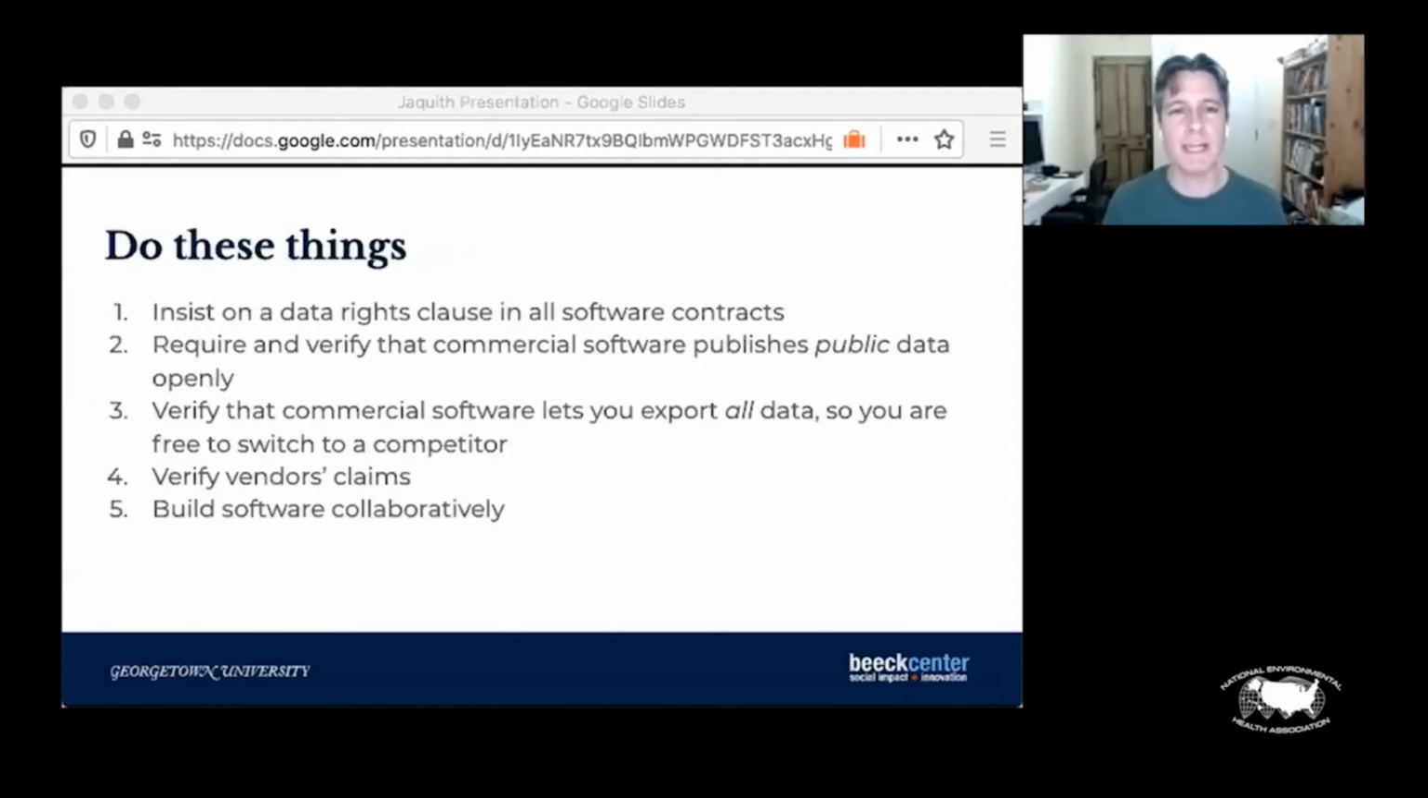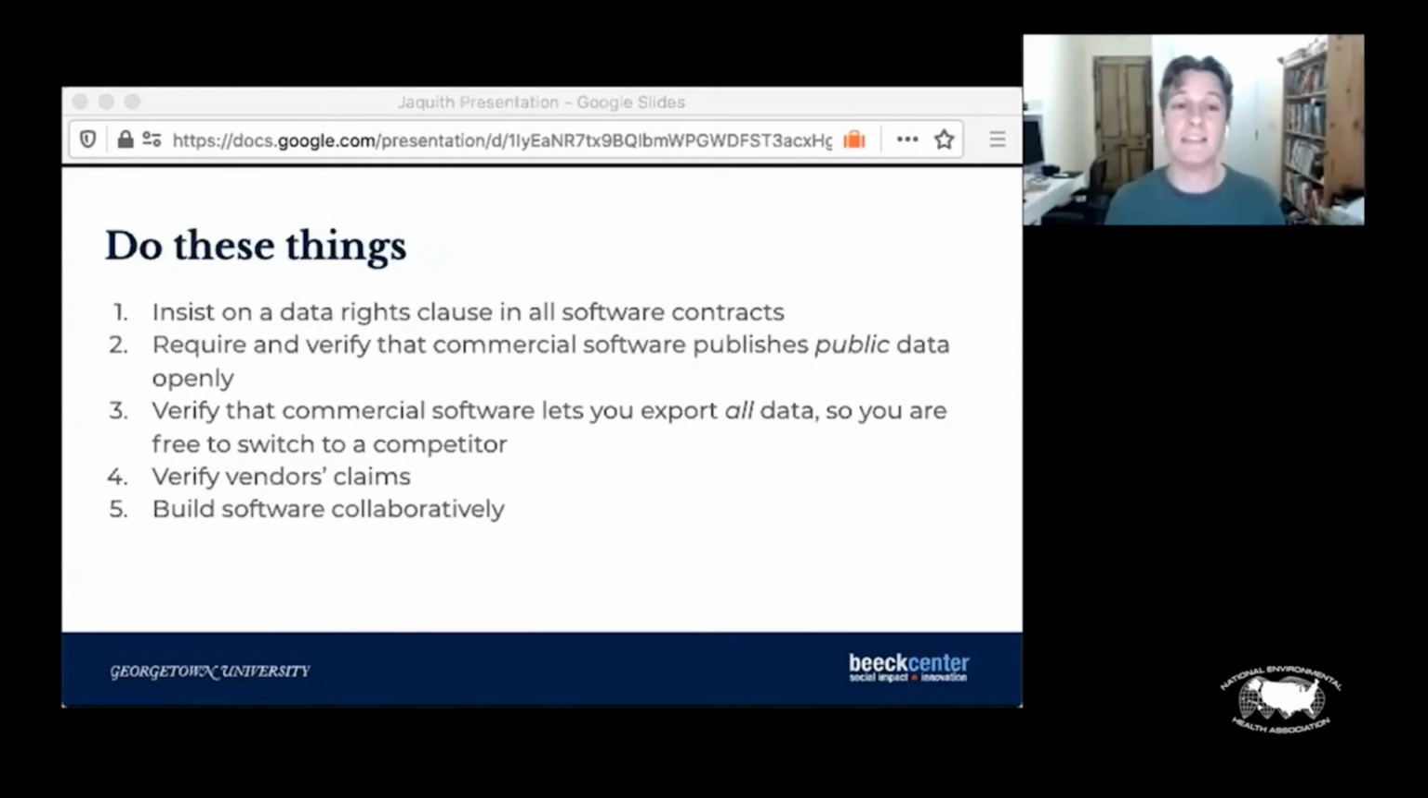So I want to recap here on the things to do. I want you to insist on a data rights clause in all software contracts. If the vendor presents you with a contract and says, I need you to sign this, you get to push back because it's your government. I wouldn't give any room to flex on a data rights clause. You've got to own your data. There's just no getting around it.